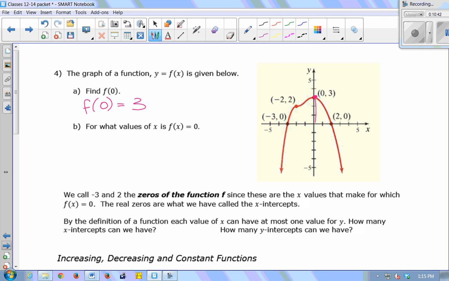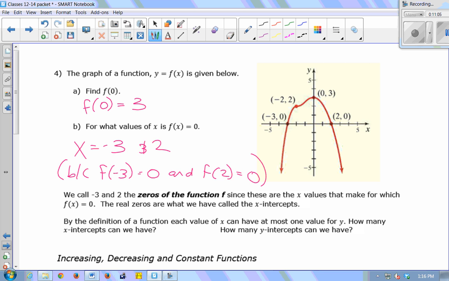Now, what x values have corresponding y values that are 0? Negative 2 and negative 3. Good. And then I might write f of negative 3 equals 0 and f of 2 equals 0. It wouldn't be necessary to put that on a quiz or anything, just if you have it in your notes so you can figure out why you got those answers. Yeah, negative 3 and 2.